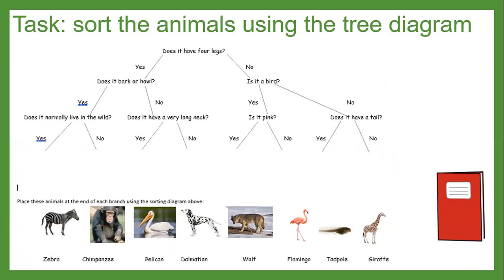So task, sort the animals using this tree diagram, okay? So you're going to pause the video in a moment. I'm just going to explain it. I've given you all of the questions here, and you need to sort the animals. You've got a zebra, a chimpanzee, a pelican, a Dalmatian, a wolf, a flamingo, a tadpole, and a giraffe. You need to draw out the tree diagram and sort the animals into the correct spaces. When you've done, can you pause the video, and then continue with the lesson. Pause the video now, please.